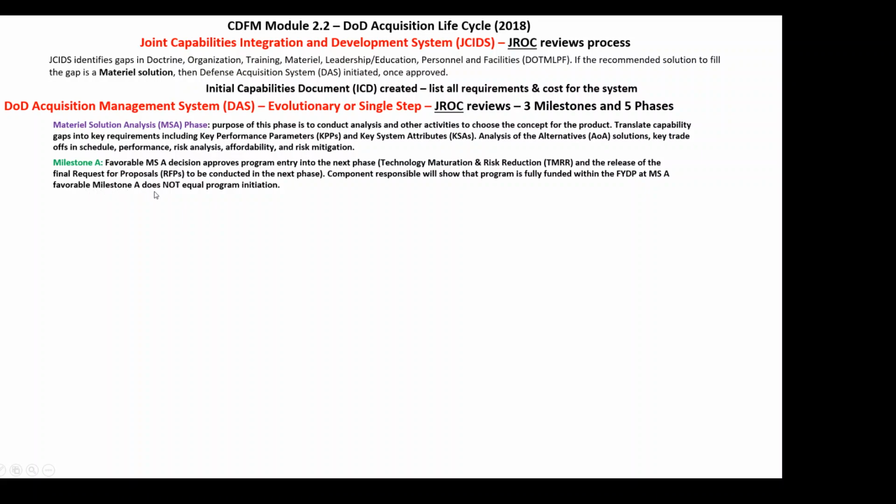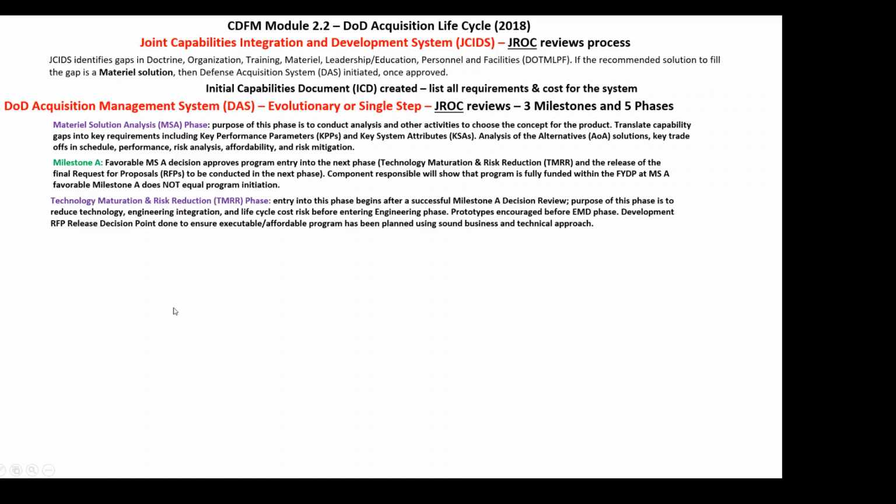So a favorable milestone A does not equal program initiation. So just because the milestone decision authority says go ahead and proceed to the next phase, it does not mean a full-fledged acquisition process has begun. We're still in the developmental stage here. So technology maturation and risk reduction. You see I put the phases in purple, the milestones in green, so you can see the difference. Entry into this phase begins after a successful milestone A, which is right here, decision review.